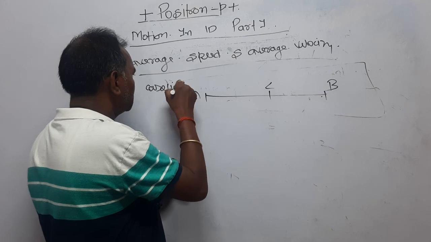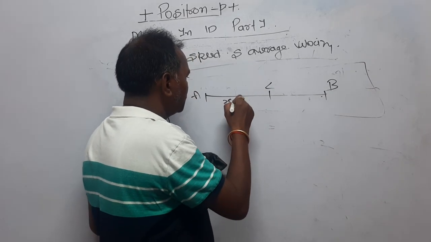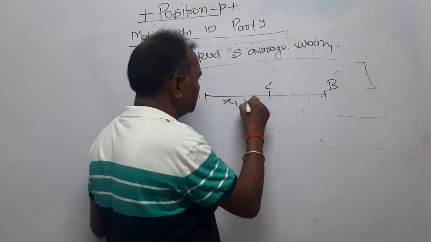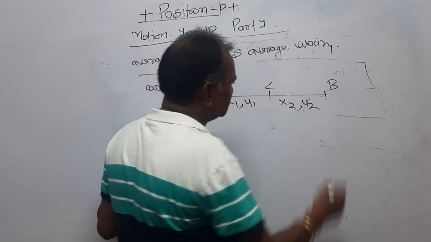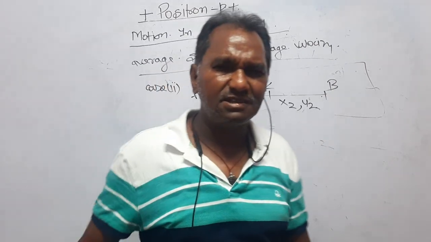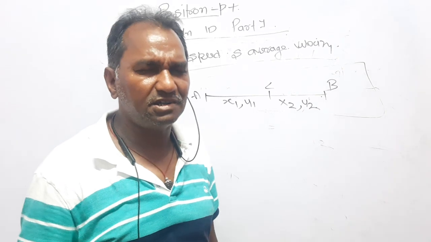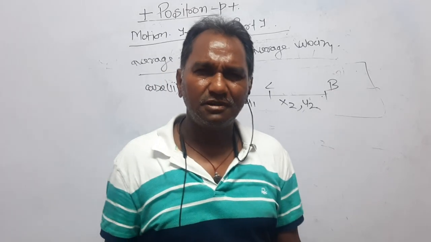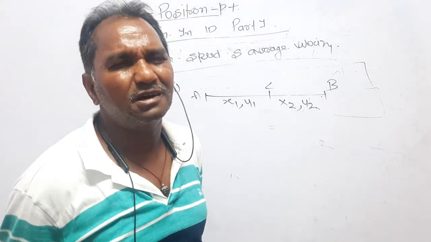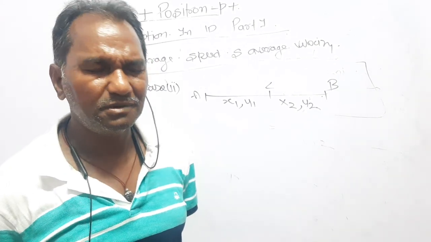Case 2. Let first x1 distance be traveled with u1 velocity and last x2 distance be traveled with u2 velocity. In the first case, I discussed that the first x1 distance the body was traveling in t1 time, and the last x2 distance it was covering in t2 time. So at that moment, the average velocity or speed is equal to total distance or displacement, x1 plus x2, divided by total time, t1 plus t2.